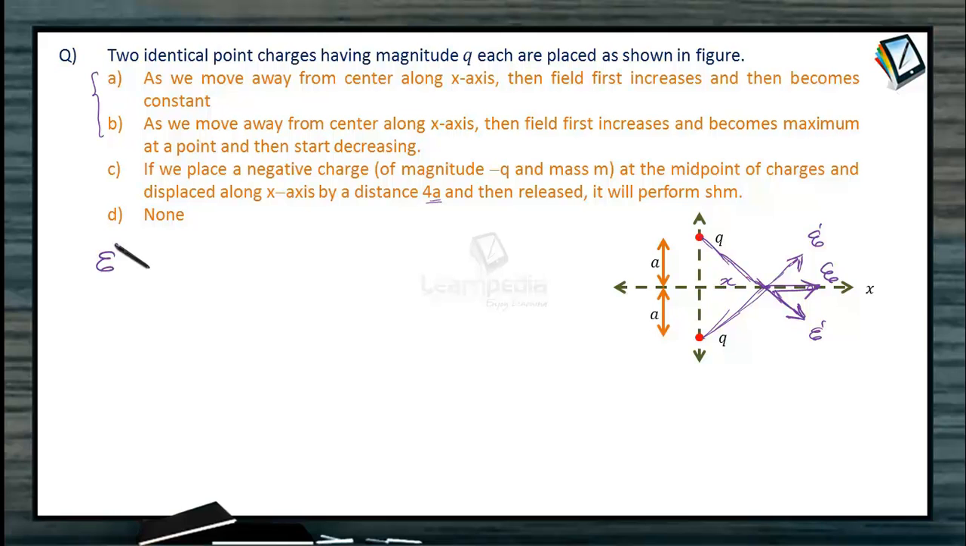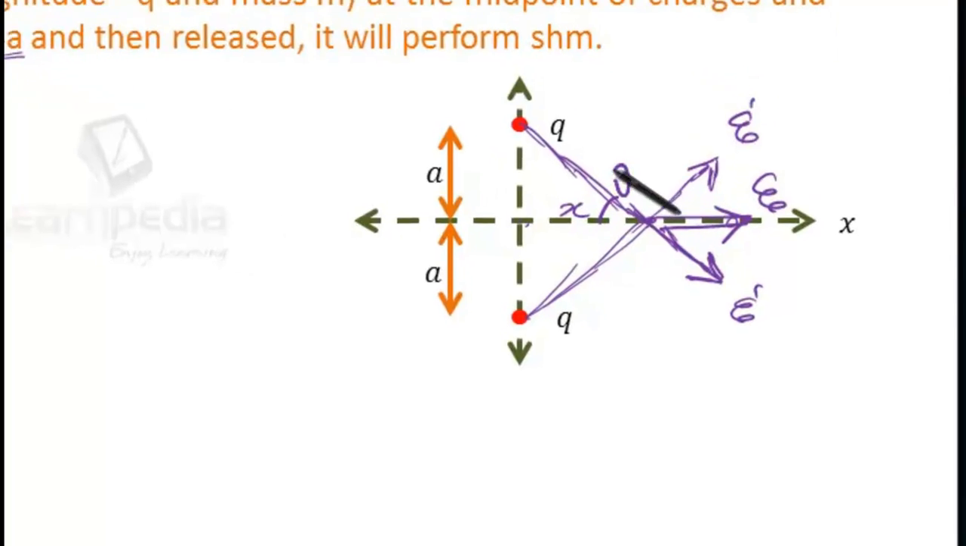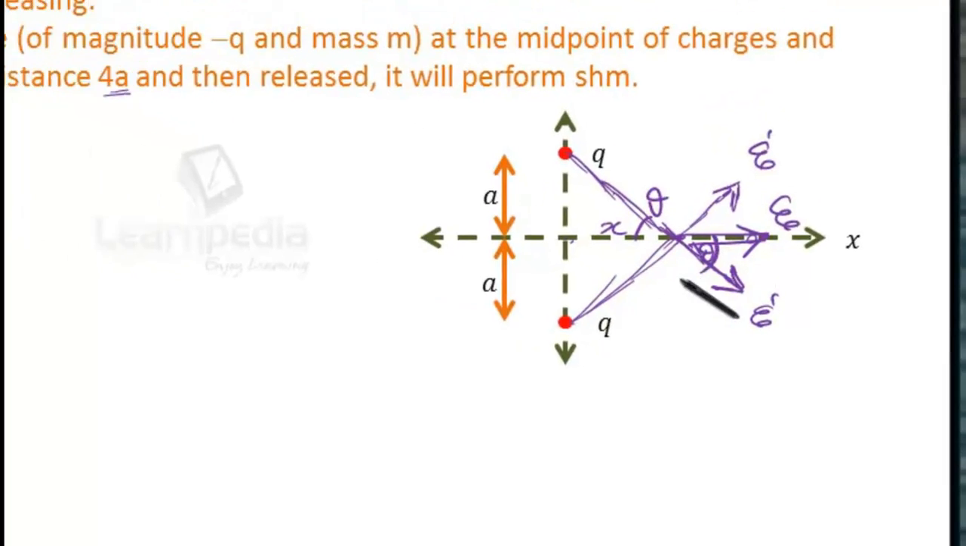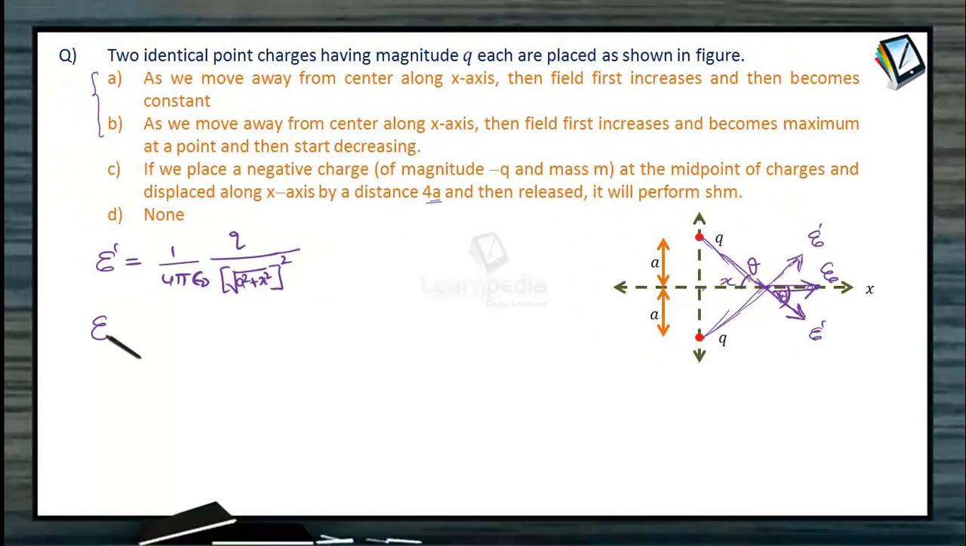So E dash is equal to 1 upon 4 pi epsilon naught into charge divided by the square of the distance. So what is the distance? This particular distance is x, this is a. So it is under root a square plus x square, whole squared. This is the electric field E dash, and suppose this angle is theta, then the vertically opposite angle is also theta. So the net electric field E at this point will become 2 E dash cos theta, as you can clearly see.